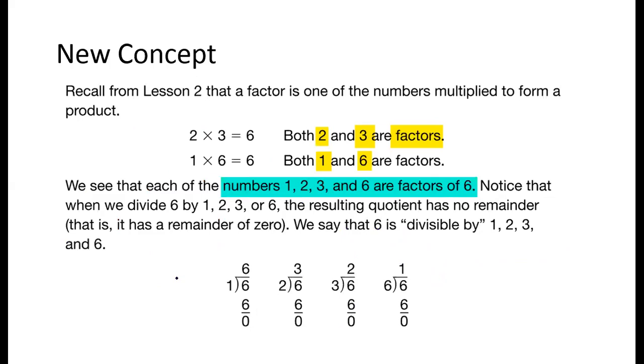So if you recall from lesson 2, a factor is one of the numbers multiplied to form a product. So 2 times 3 equals 6. Those are factors of 6. 1 times 6 is 6, so 1 and 6 are factors also. So that's what I just explained to you about the 4. Same thing with the number 6. So all the factors of 6 are the numbers 1, 2, 3, and 6. Those are called factors.